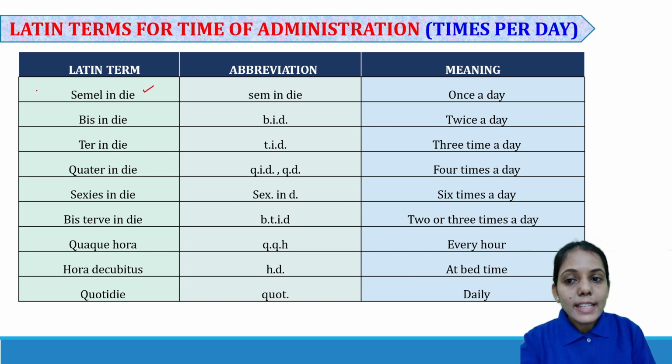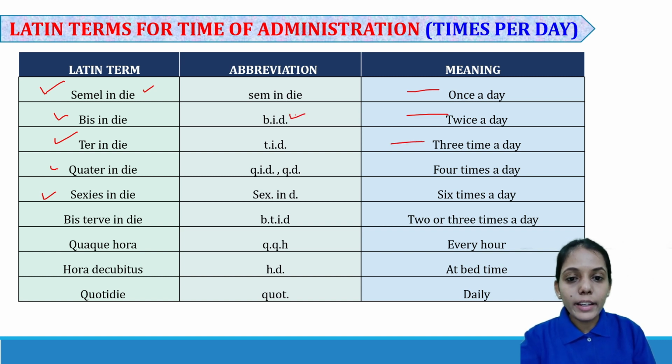So we have to see. Simul means once a day. Simul means one. Bis means two, that we know. Ter means three. Quater means four. Sexies means six. So simul in die, once a day. BID: we have already seen in the parts of the prescription that BID was there. That is nothing but twice a day.